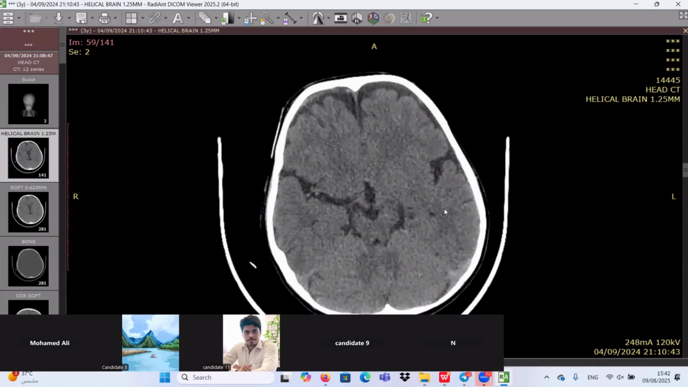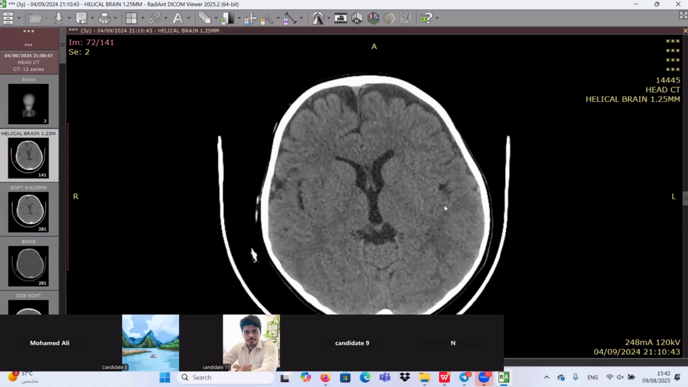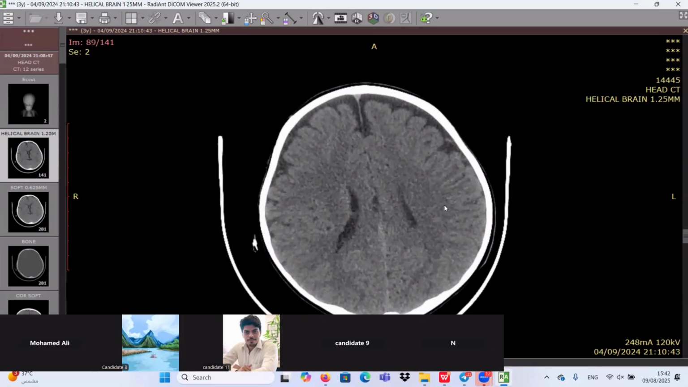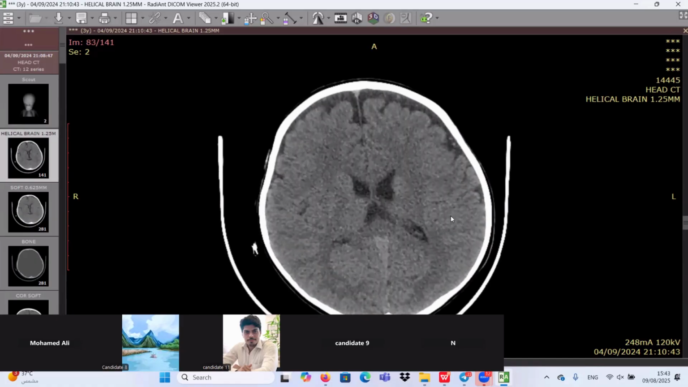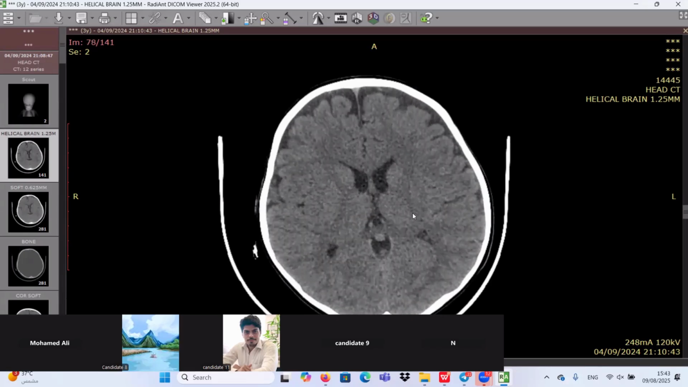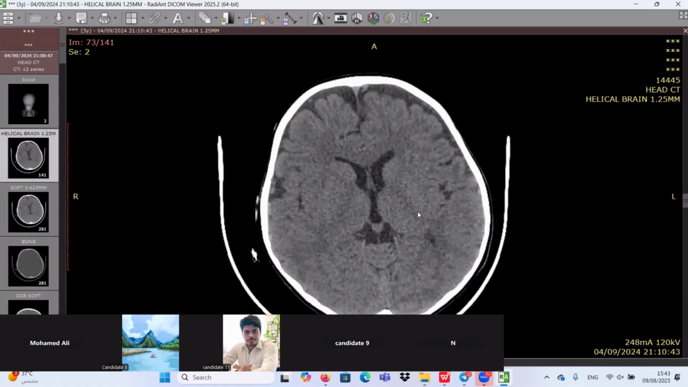I think the gray-white matter interface is preserved. And even the straight sinus and internal cerebral veins have a normal density, I think. We don't have something dense. This is normal density. If the patient has reduced consciousness, there's no definite hemorrhage in this scan.